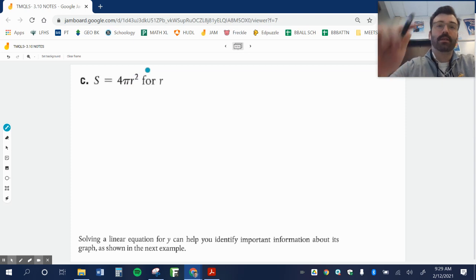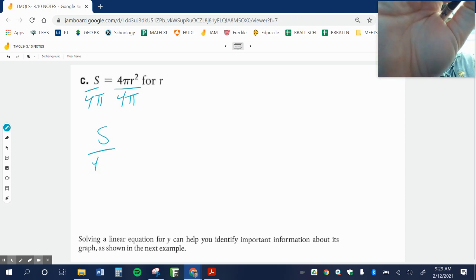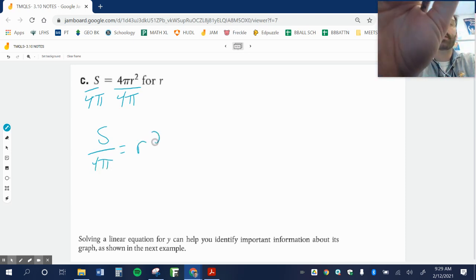So I want to isolate this R squared term. So I'm going to divide the 4 pi out. So I have S over 4 pi equals R squared.